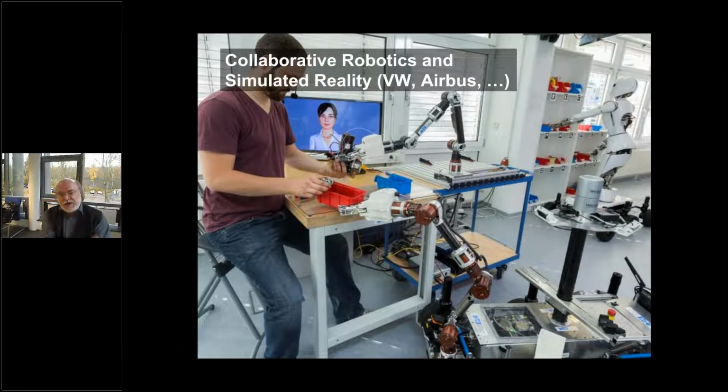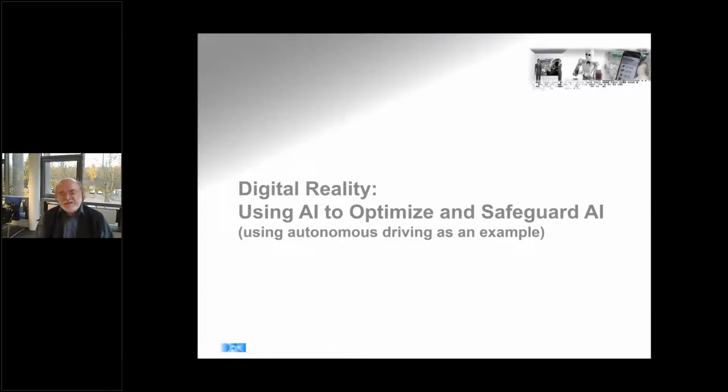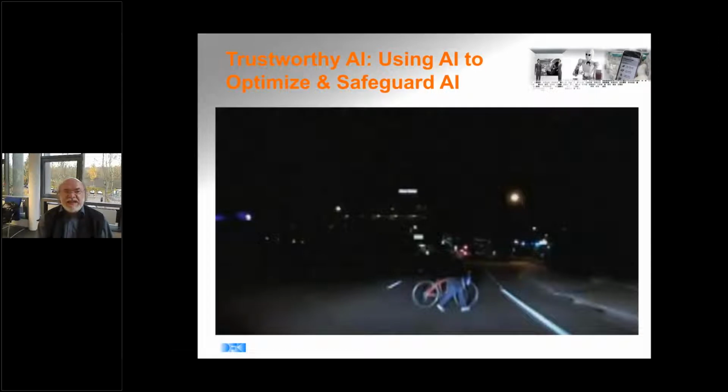And again, the robots need to understand the human, create a model of what the human will be doing in order to collaborate. And we're doing a lot of work in autonomous driving with TÜV, with the car manufacturers, as well as the suppliers. And I want to really talk a little bit more about this area, or at least use this as a motivation for a key problem in AI that I want to address. And this is this idea of what we call digital reality, using AI to optimize and safeguard other AI systems using synthetic data. So let me quickly go through this big idea, which is driving a lot of the individual research projects. And I will use, as I just said, autonomous driving as an example, but we'll see it's not just limited to that area. So some of you might have seen this picture.